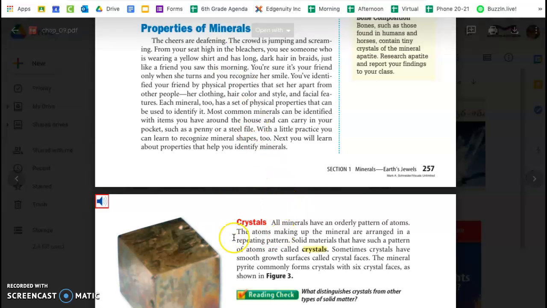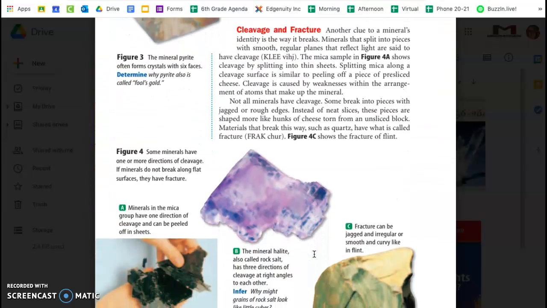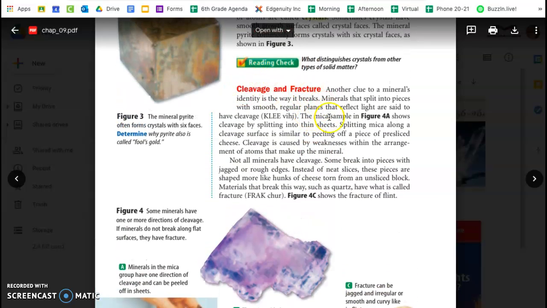So the first property that the book talks about are crystals. Minerals have what's called a definite crystalline structure. So if we could look at our minerals underneath a microscope, we would see that there's a specific pattern that the crystals form in, and it's different for each of the types of minerals that you have. The next two terms that your book discusses are cleavage and fracture.